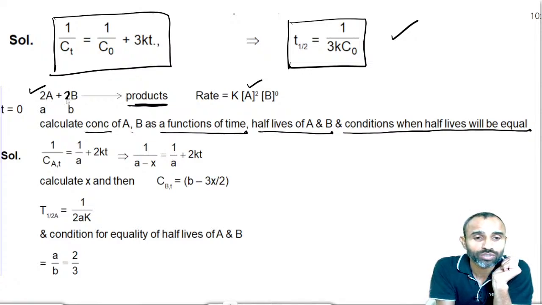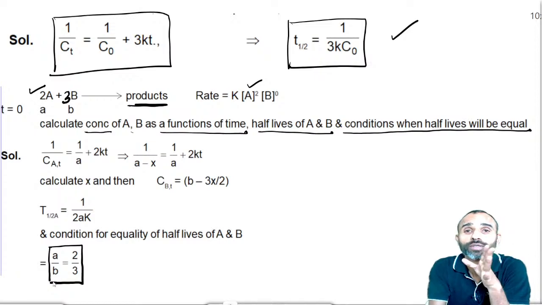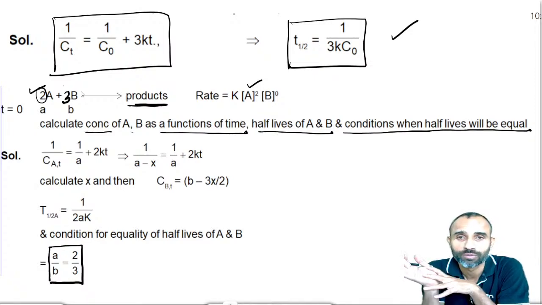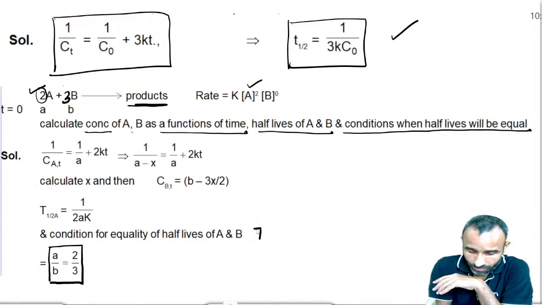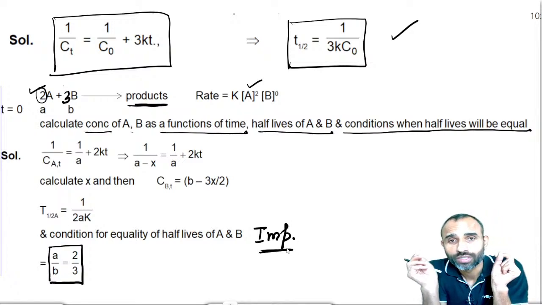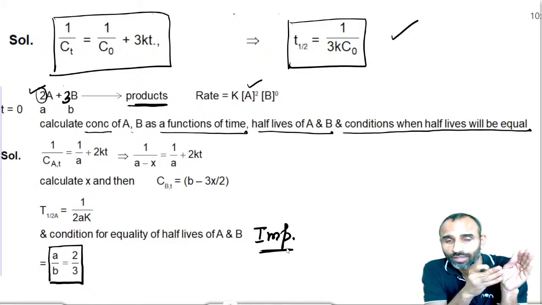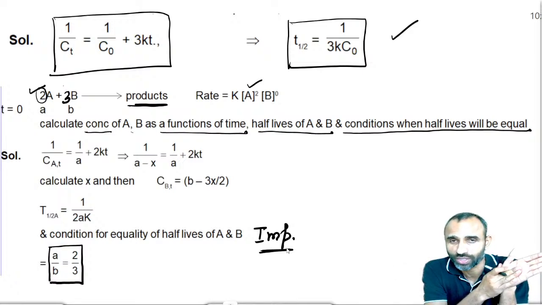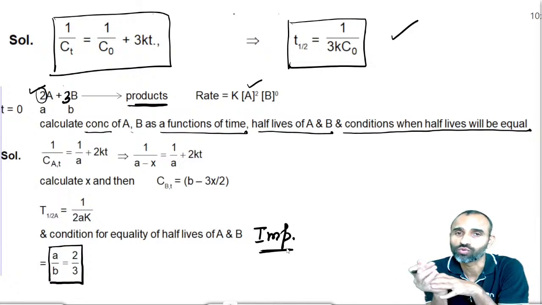is actually A upon B equal to 2 by 3. That is, if the ratio of A to B is 2 by 3, in the ratio of the stoichiometric coefficients, then half-lives are equal. That is an important condition. If the number of moles are in ratio of their stoichiometric coefficients, then their half-lives are equal.